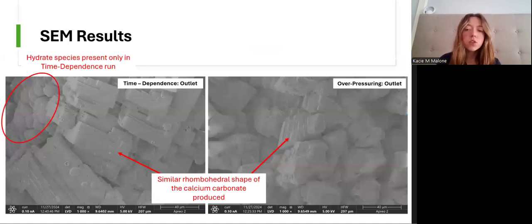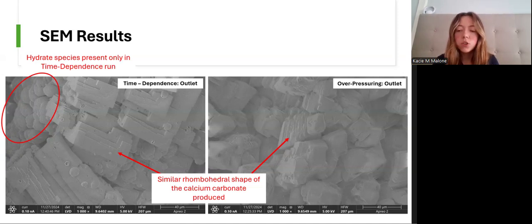These SEM results represent close-up microscopic pictures of the crystal habit forming at the outlets of the cores. In particular, both experiments have similar rhombohedral shapes in the calcium carbonate that was produced, but differ in the presence of hydrated species, which only appear to be present in the time dependence run. This could be due to the fact that the time dependence core had less time to dry before imaging than the overpressuring core, or could be characteristic of the pressure differences between the two experiments.